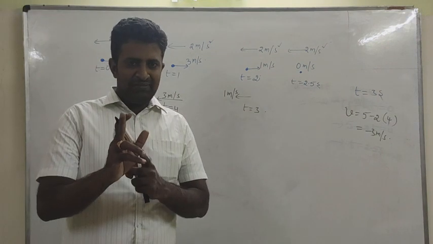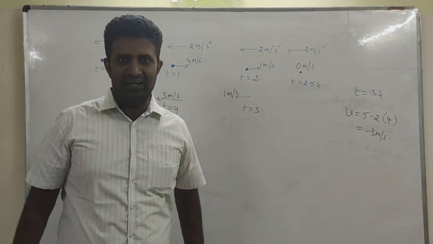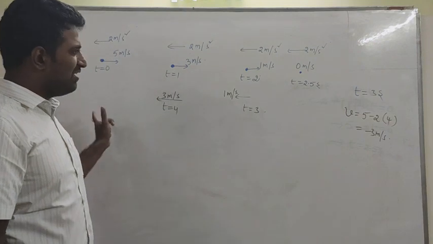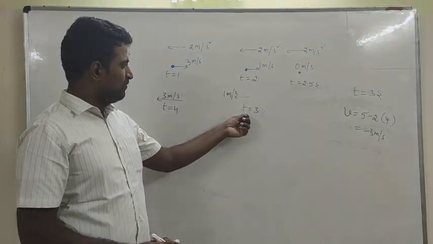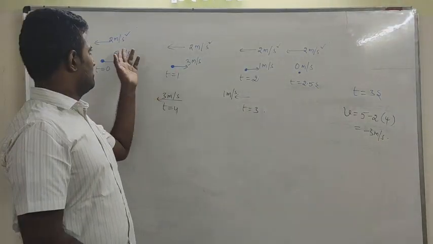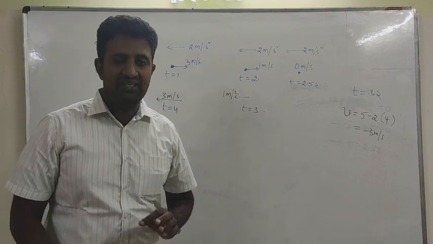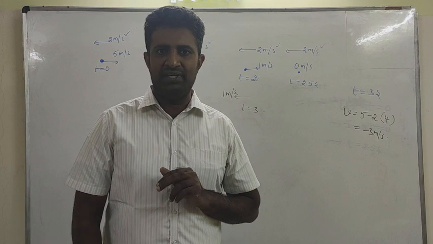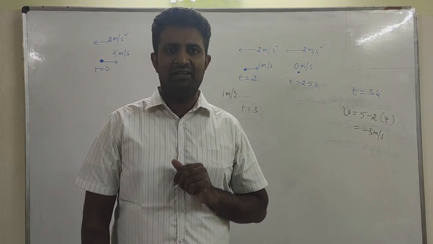Whether backward motion of the particle is accelerated motion or retarded motion, have you observed? The magnitude of the velocity is continuously increasing. Why? Because the velocity which is negative, which is backward, and acceleration is also negative. That's why velocity is supported by the acceleration. Whenever velocity and acceleration have same sign, the motion will become accelerated motion.